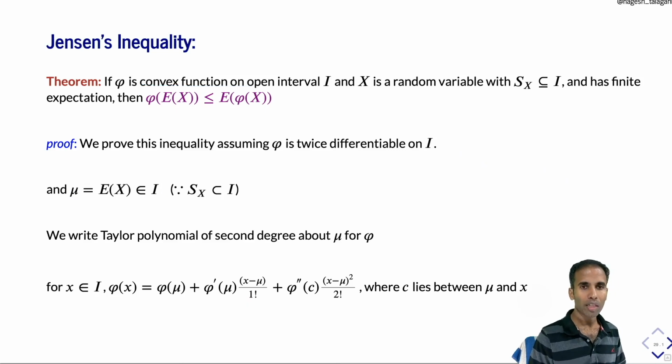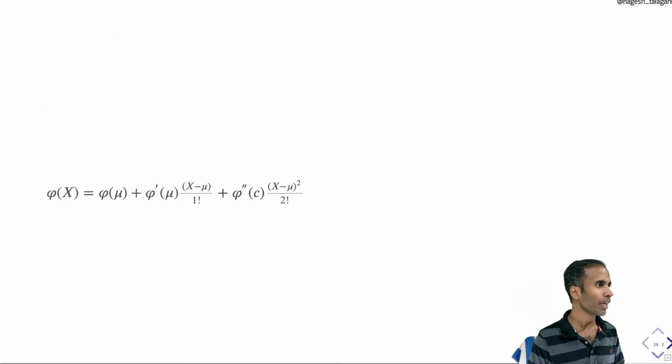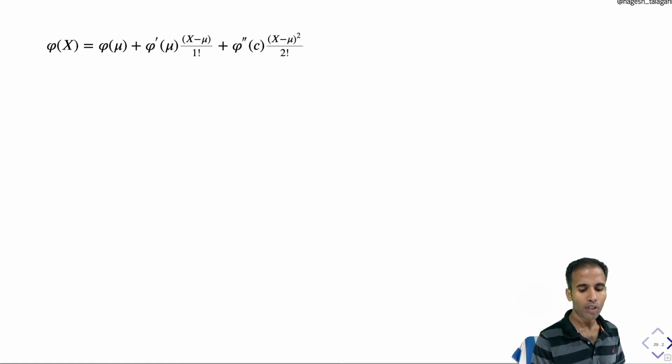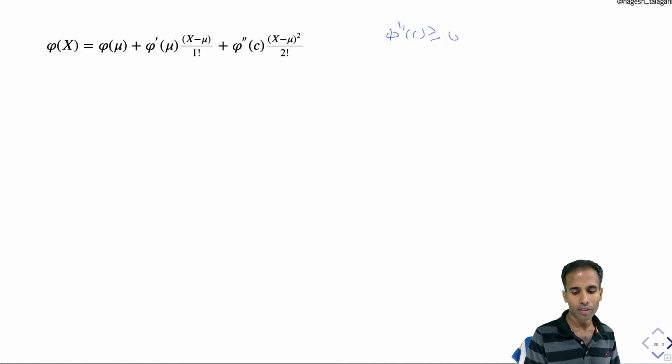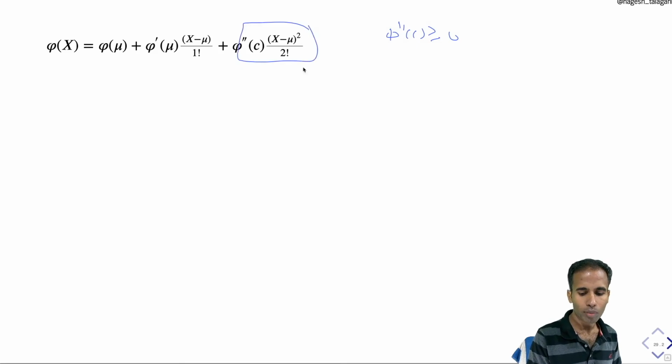Now if we write this expression in terms of the random variable x, we get phi of x equal to phi of mu plus phi dash mu times x minus mu by 1 factorial plus phi double dash c times x minus mu whole square by 2 factorial. Here phi is convex, so phi double dash c is non-negative and x minus mu whole square is always non-negative. So this whole term will be non-negative. If you want to get rid of this, you have to put the inequality this way.